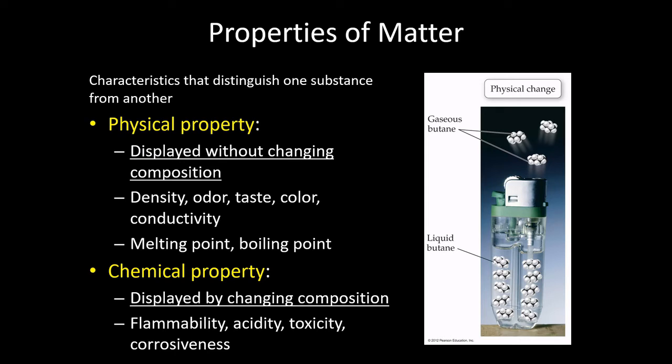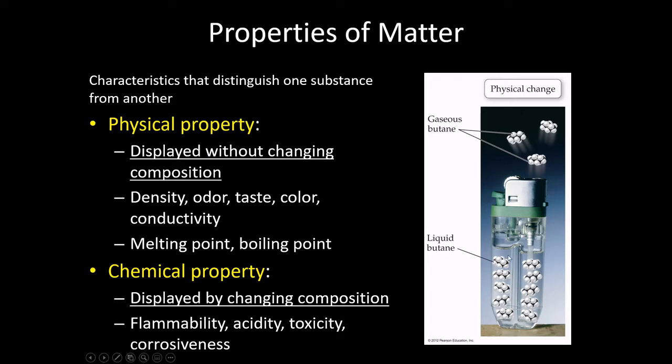Density is the same way. You could take a piece of gold, you could weigh it to get its mass, you could then measure it to get its volume, and you can quantify the density, and it's still just a piece of gold. Melting points and boiling points are also physical properties. The reason for this is that even though they are changing in that they're going from one phase to another, it's still the same material.